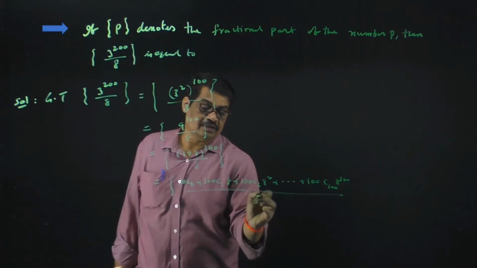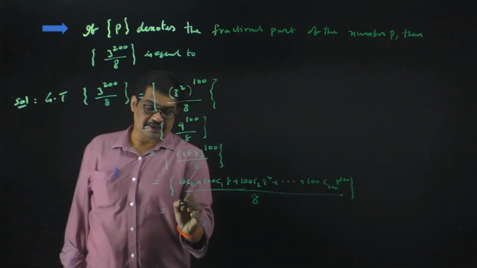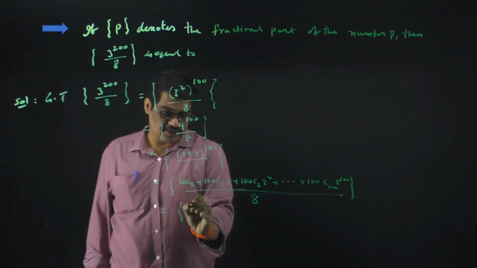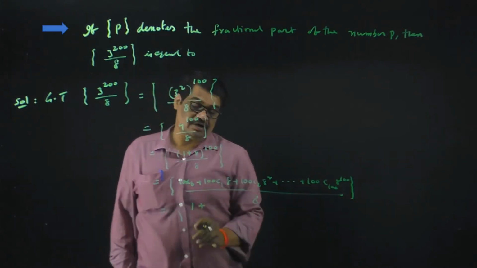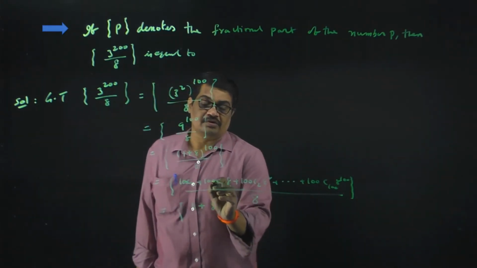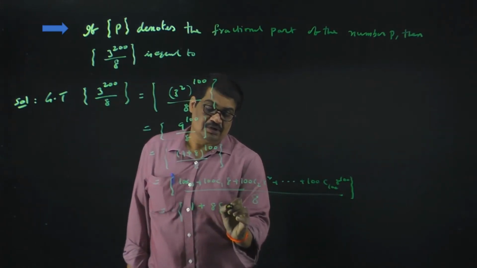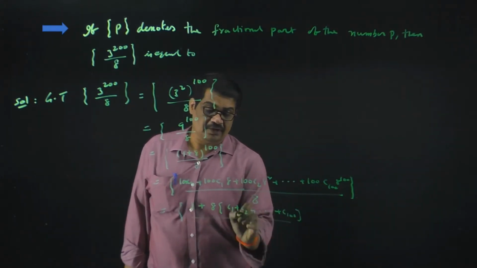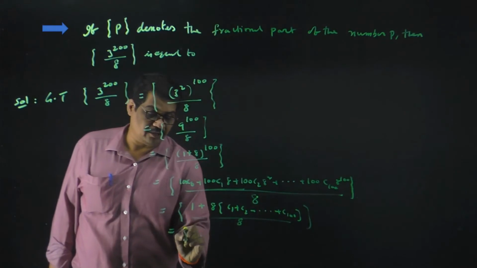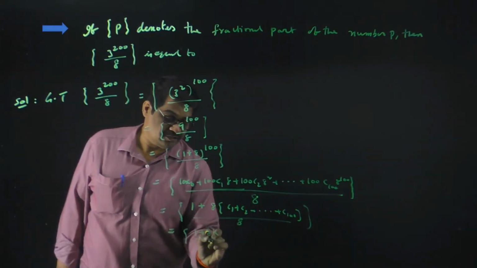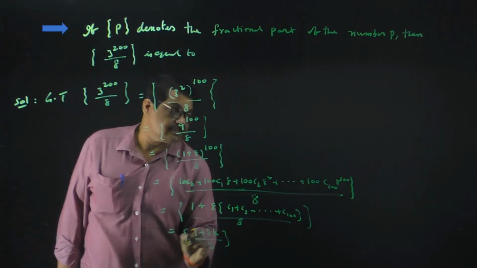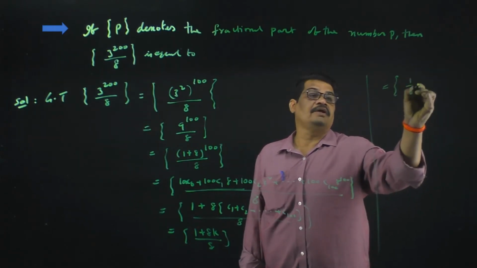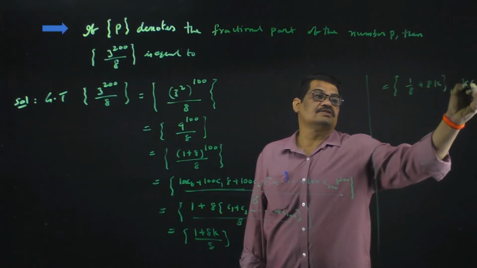Now this can be written as 100C0, and the value of 100C0 is 1. The remaining terms have 8 common, so the remaining terms are C1 plus C2 and so on up to C100, so this is 8 into some integer by 8. So this can be written as 1 by 8 plus 8k, where k is some integer.